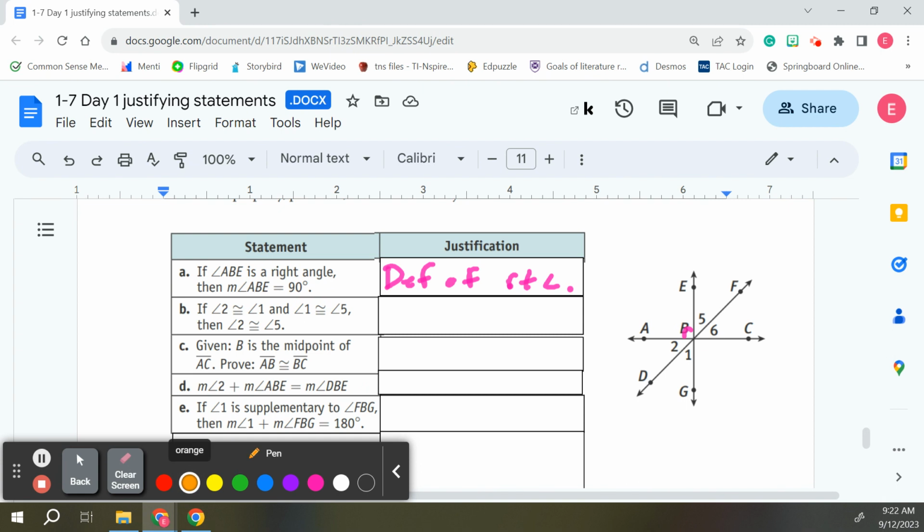All right, letter B. If angle 2 is congruent to angle 1 and angle 1 is congruent to angle 5, then angle 2 is congruent to angle 5. What's this property? We already talked about this one. Yep. Very good.